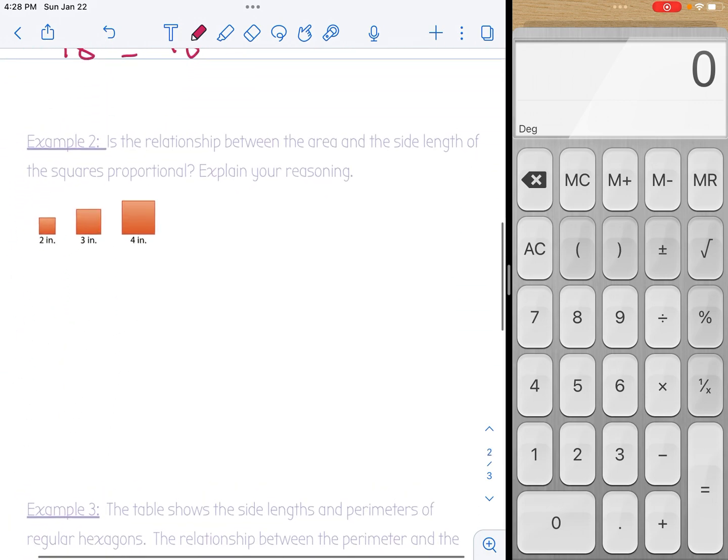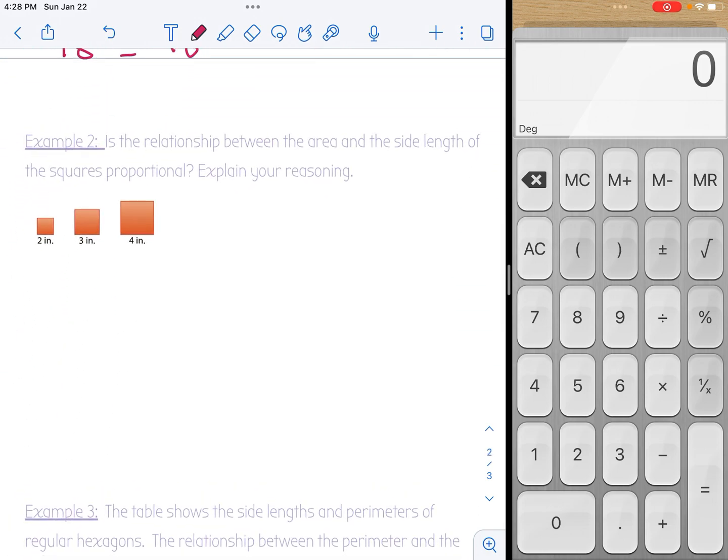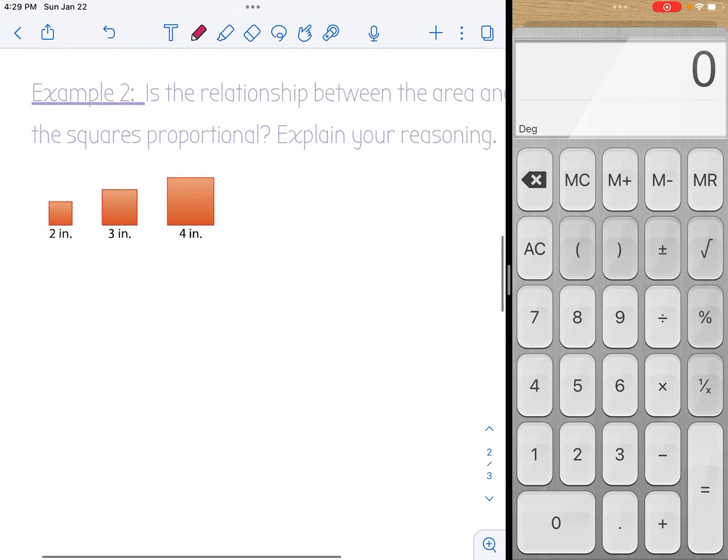So example 2, is the relationship between the area and the side length of the squares proportional? So first, we know that side lengths of squares are going to be the same. So I'm just going to go ahead and fill this in. The first one is 2, second one is 3, and the last one is 4.